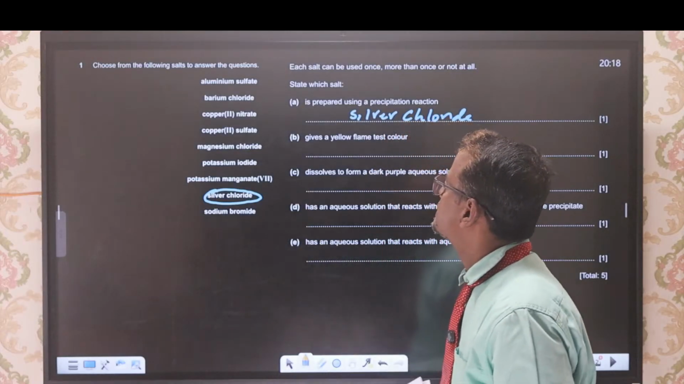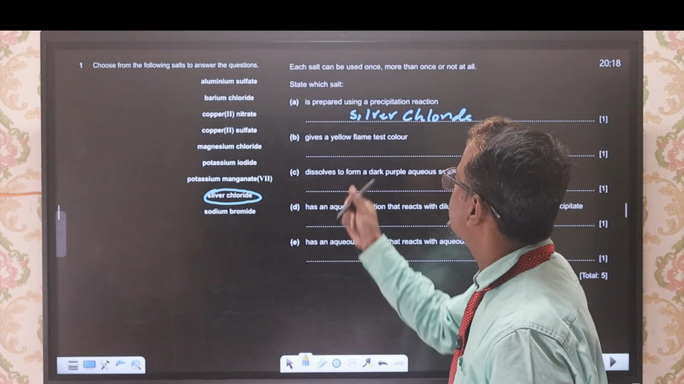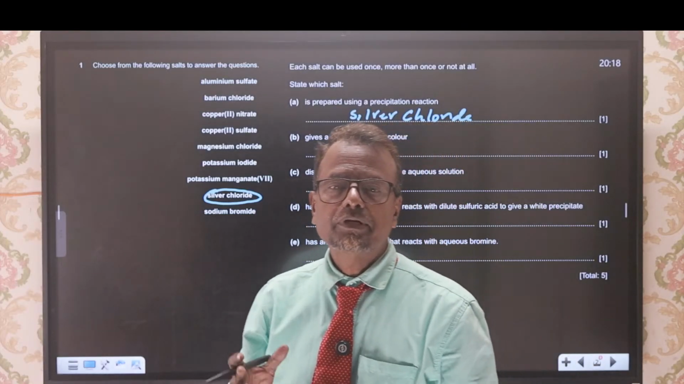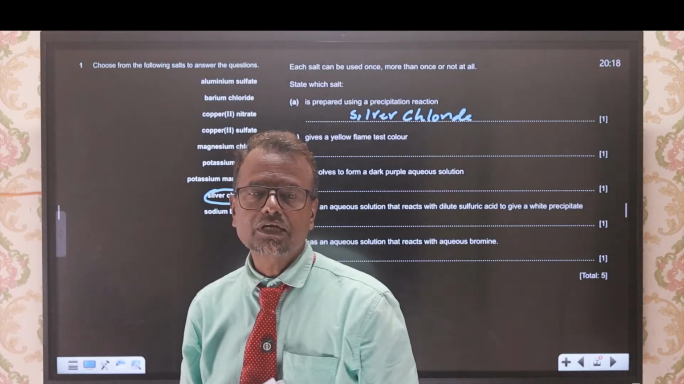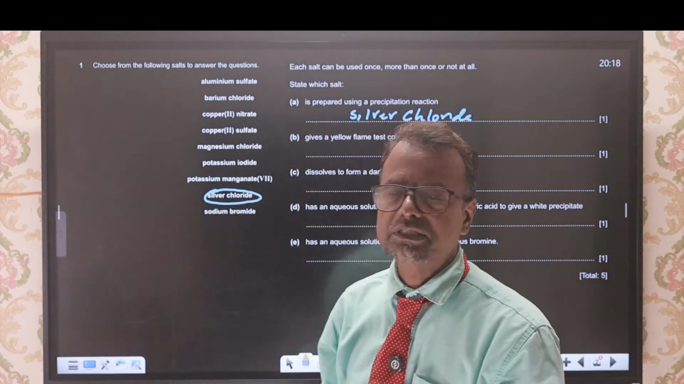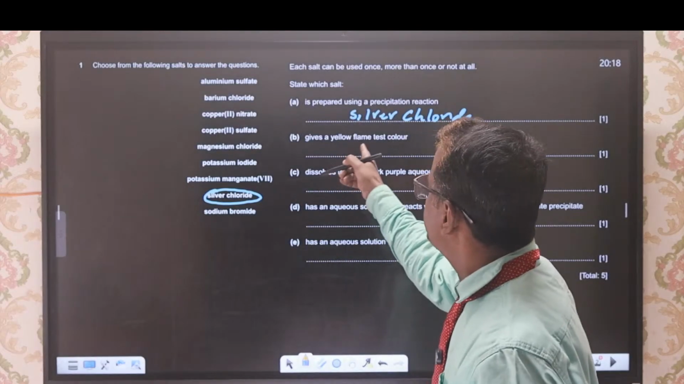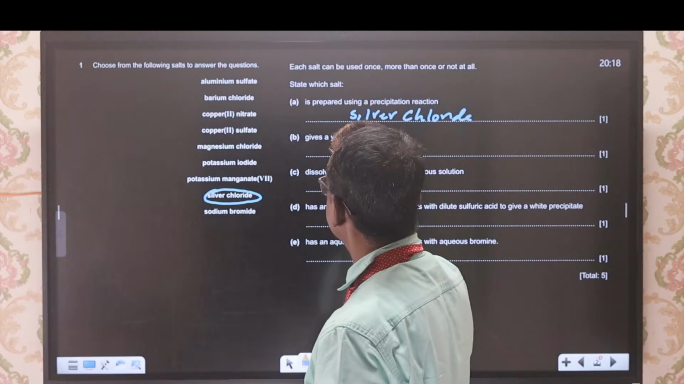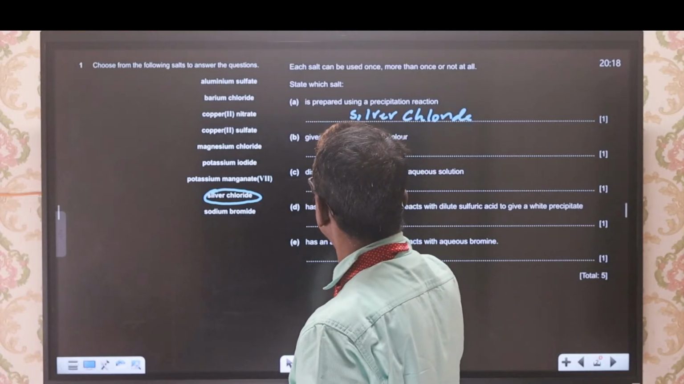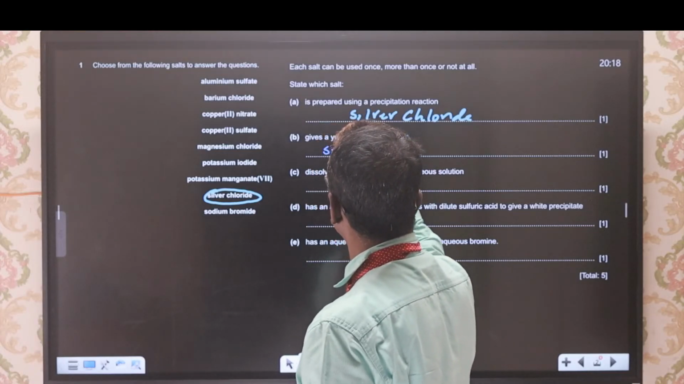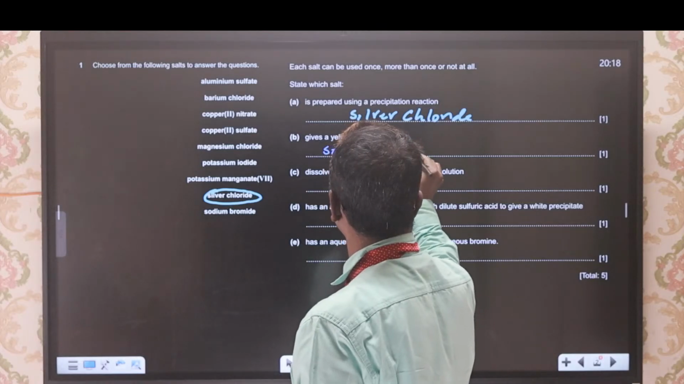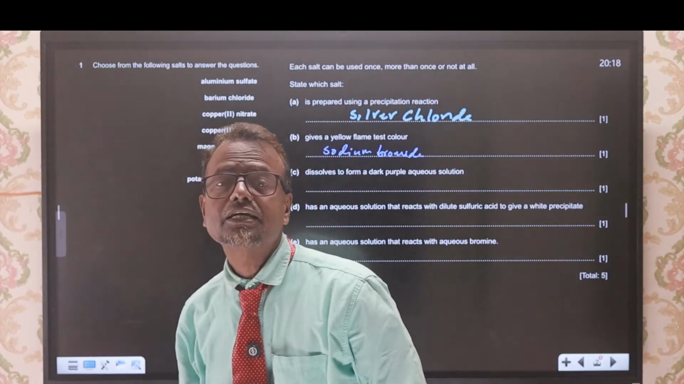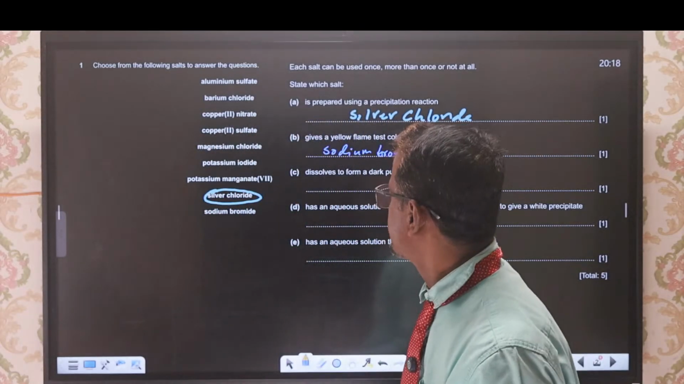Okay, number B. Gives a yellow flame test. Flame test, we know, is for the cation. Sodium gives a golden yellow color, potassium gives a lilac color. You need to memorize this. So sodium gives the yellow flame, so here it is sodium bromide. By using a flame test, we identify only the cations, the positive ions.